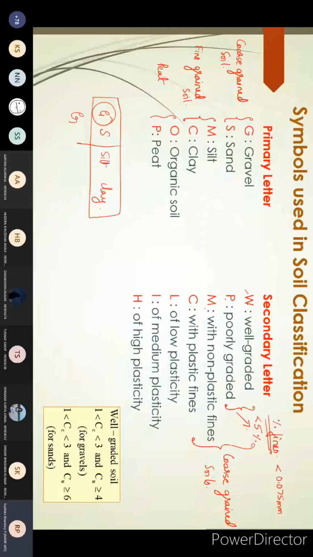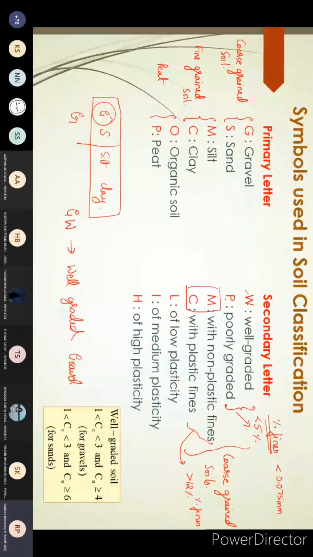So now when the percentage fines is more than 12%, we use these two symbols. Please don't confuse the secondary letter and the primary letter. The primary letter we always use first, whether it is G, S, M or C. And the secondary letter: so GW means well graded gravel. We need not say again that it is well graded, GW itself means well graded gravel.